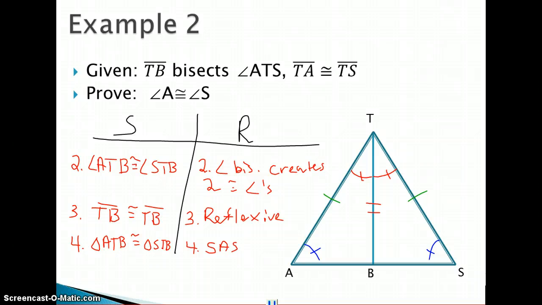From there, we're to our proof statement, angle A congruent to angle S. Corresponding parts of congruent triangles are congruent. The congruent triangles were these two here, ATB and STB. The corresponding parts are angle A and angle S, so they must be congruent. That's the idea of CPCTC.